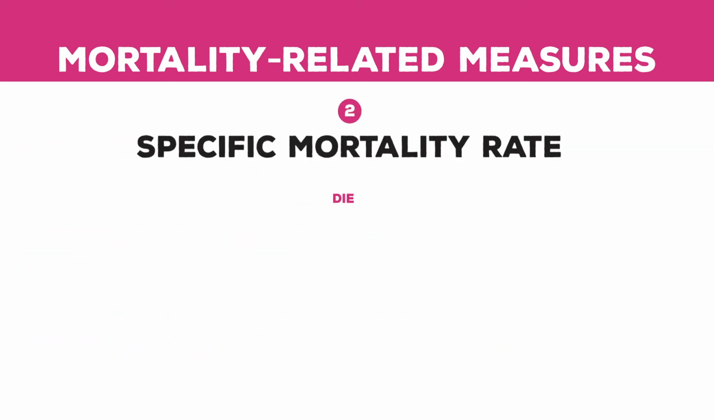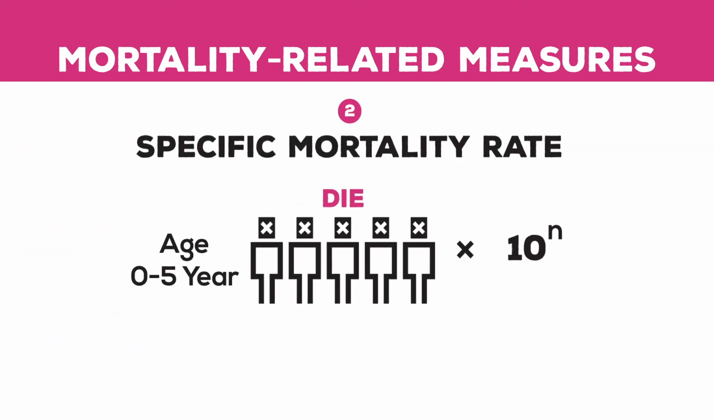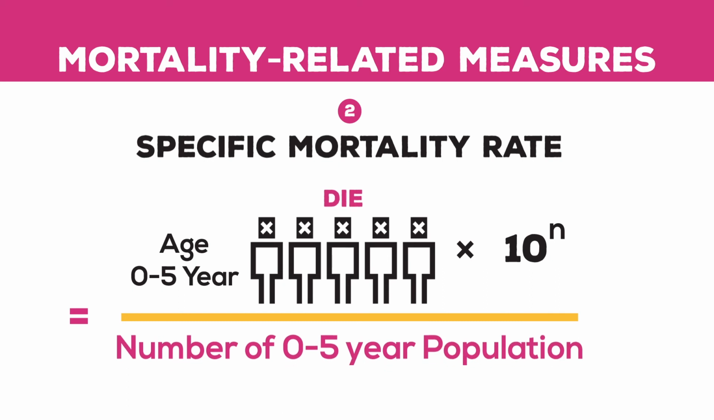2. Specific mortality rate. We can calculate a mortality rate specifically for a group of the population. For example, mortality rate among children under 5 years is number of deaths of children under 5 years multiplied by 10 and divided by population of children under 5 years.